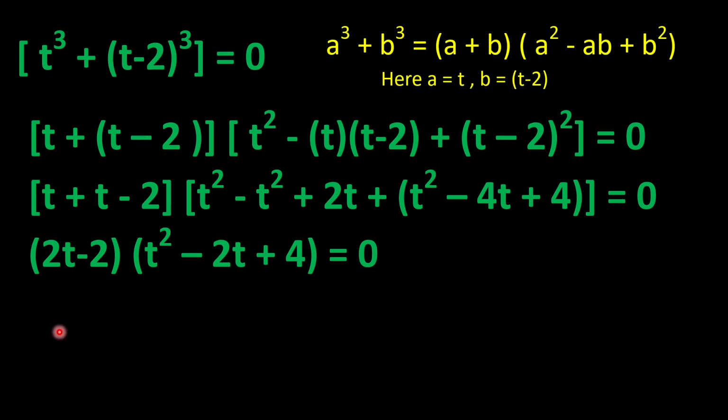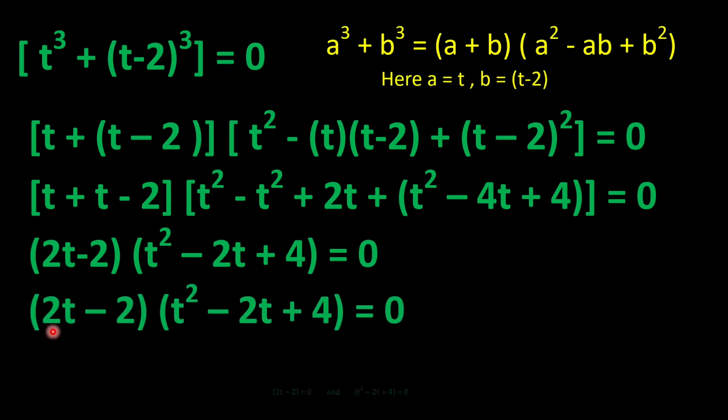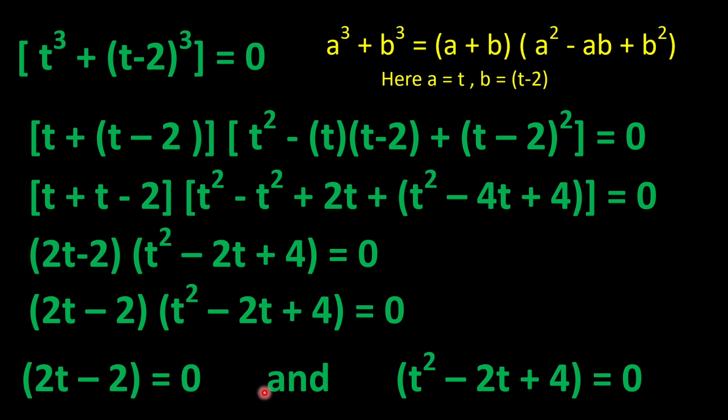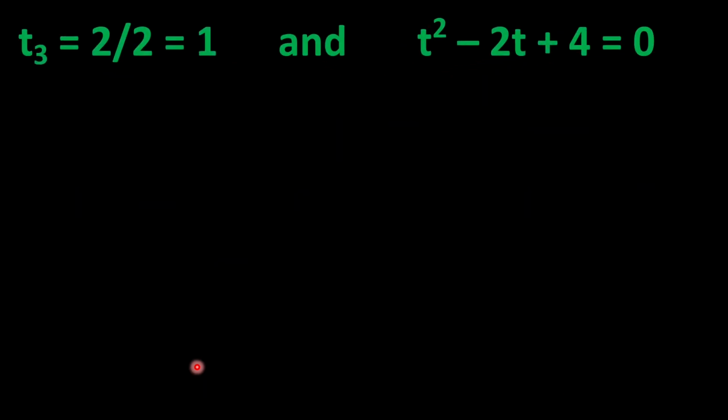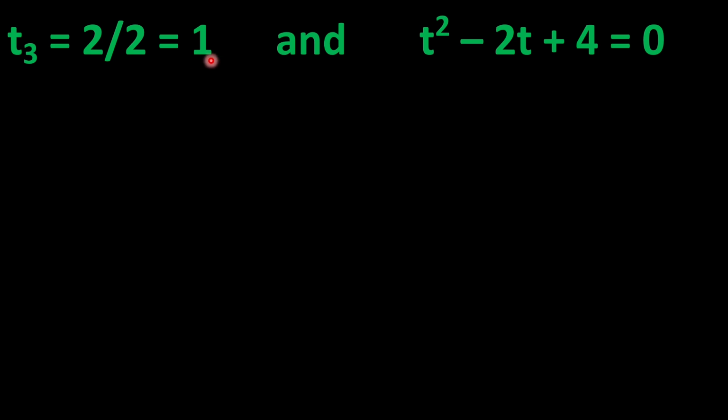Now we will compare these two terms with 0. So 2t - 2 = 0, and similarly t² - 2t + 4 = 0, like this. Now, when we send this -2 to the other side of the equation, it will become 2t = 2, and then we divide both sides by 2. So t will be equal to 1. This is our third value.